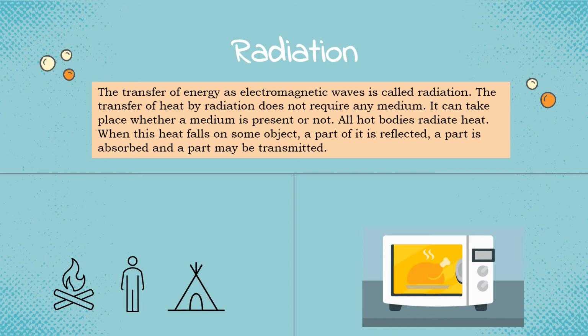All hot bodies radiate heat. So you, me, everyone, we all radiate heat, except reptiles, they're cold-blooded. When this heat falls on some object, a part of it is reflected, a part is absorbed, and a part may be transmitted. Transmitted means passing on from one person or place to another person or place, depending on what we're talking about.